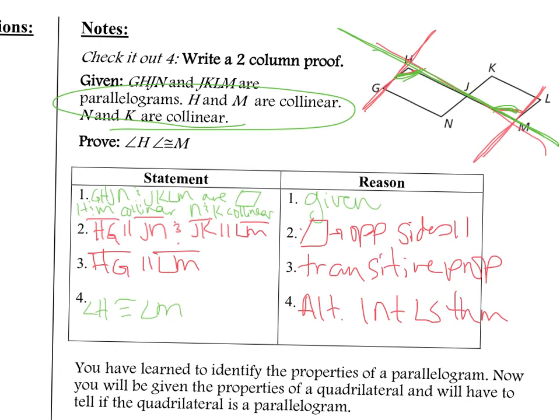So at first, these are two separate parallelograms. So my first step was to say that HG was parallel to JN, because this is a parallelogram, and then on the other side, JK was parallel to LM. Then I can use the transitive property to say, okay, I don't need NK anymore. I can go directly to the two outside ones. So HG is parallel to LM. And then I have my parallel lines cut by a transversal, so H and M have to be congruent because they are alternate interior angles.